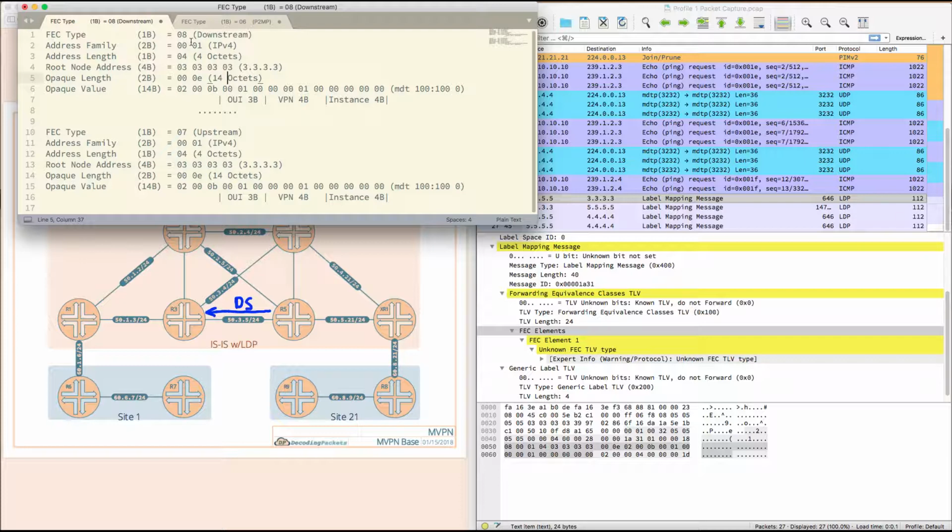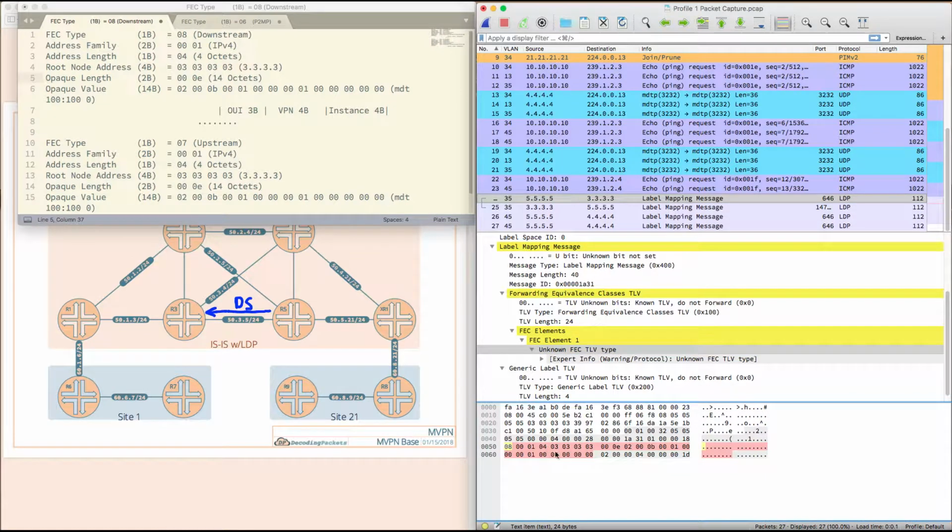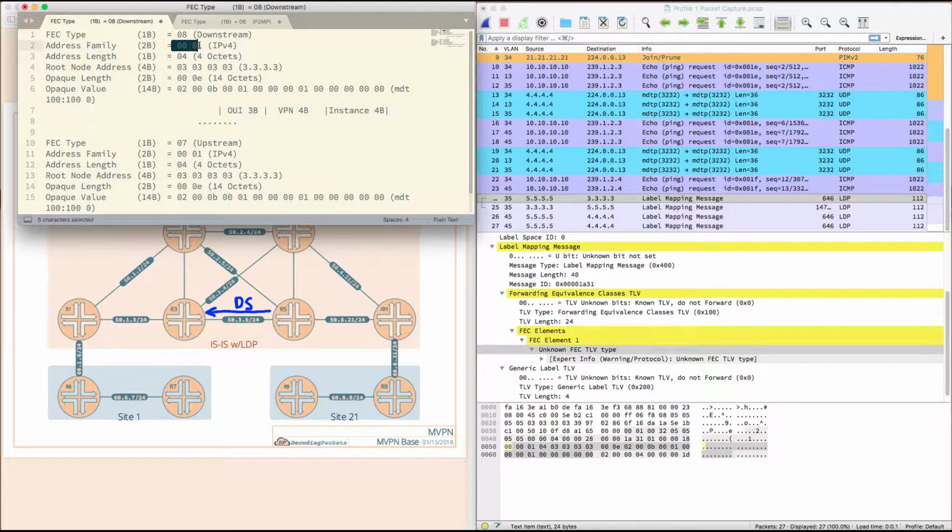In this case, let's see, the downstream FEC. So in the downstream FEC, the one that is being signaled from R5 to R3, basically what I've done is I've taken this entire value and I have broken it down up here. So it's a downstream FEC, which is 08. It's address family IPv4 from 0001. The address length, because it's IPv4, is 4 octets. And then in the address, you would have the root node. So for the root node for MP2MP, it's going to be somewhere, something central, hopefully.